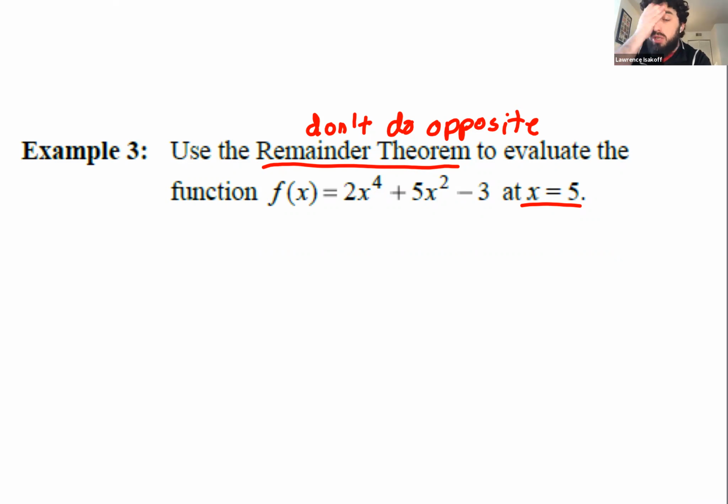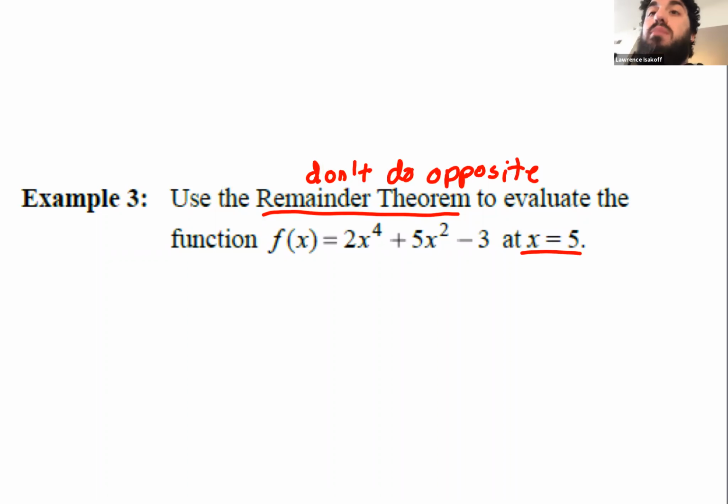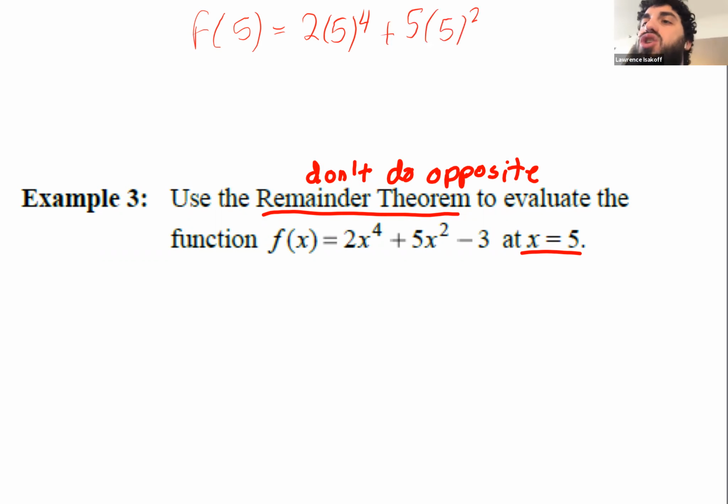So what I'm going to do right now is do this the old-fashioned way. I'm going to plug 5 in. We're going to do it that way, and then we're going to do it using this remainder theorem. So you may have said, oh, I can do f of 5 is equal to 2 times 5 to the 4th plus 5 times 5 squared minus 3.